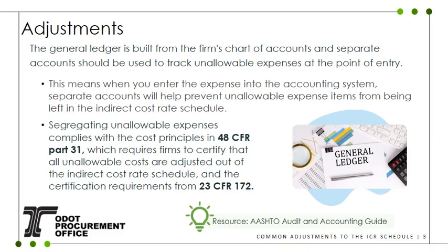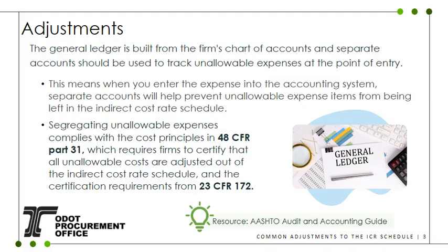You should set up separate general ledger accounts to track all unallowable expenses at the point of entry. This means when you enter the expense into the accounting system, separate accounts will help prevent unallowable expense items from being left in the indirect cost rate schedule.